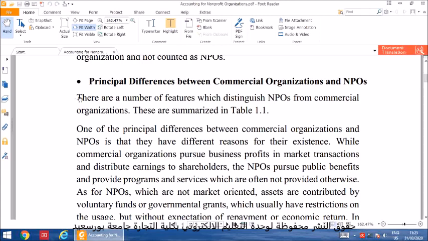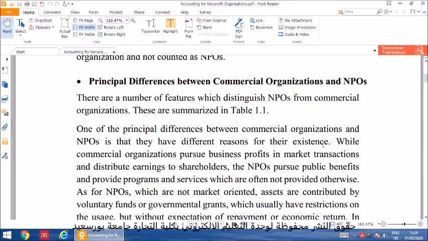We did mention the principal difference between commercial organizations and non-profit organizations. There are a number of features which distinguish non-profit organizations from commercial organizations. These are summarized in Table 1.1. One of the principal differences is that they have different reasons for their existence.